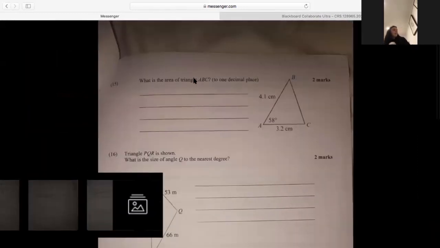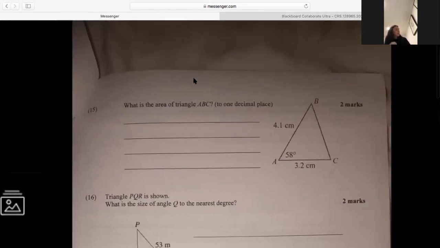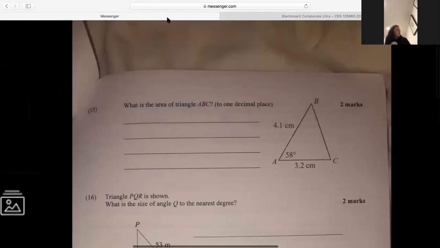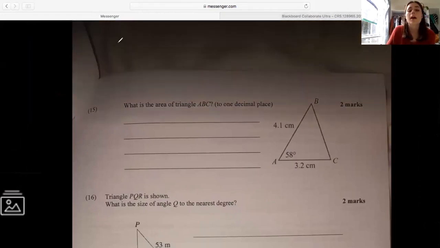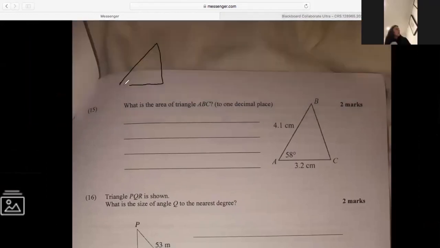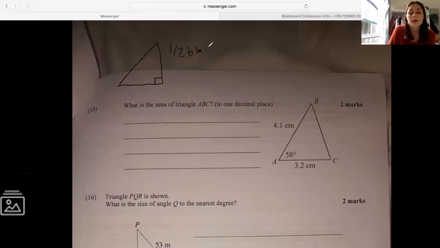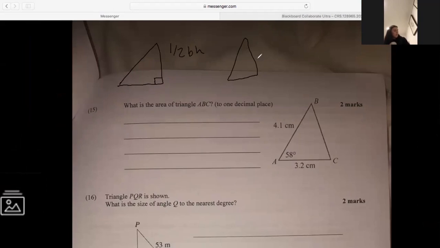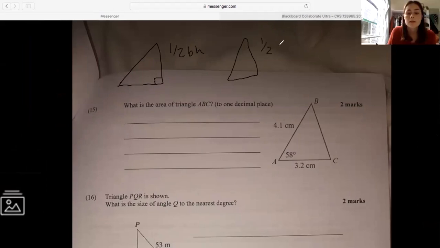Is finding the area of a triangle half times base times height, or is that wrong? That's correct, but that's for a right angled triangle. If you had a little right angle in there, that's half base times height. But this one, when you don't have a right angle, it's on your formula sheet that you get given in your HSC exam. It's half A, B, sine C.